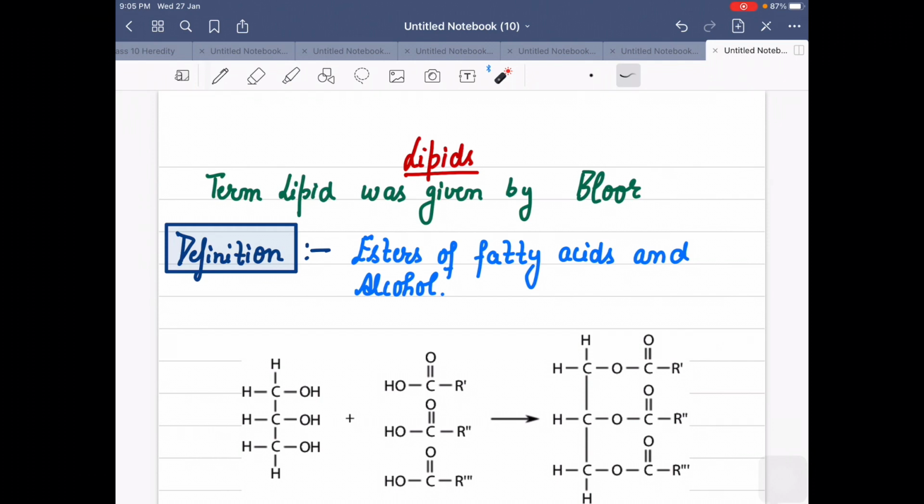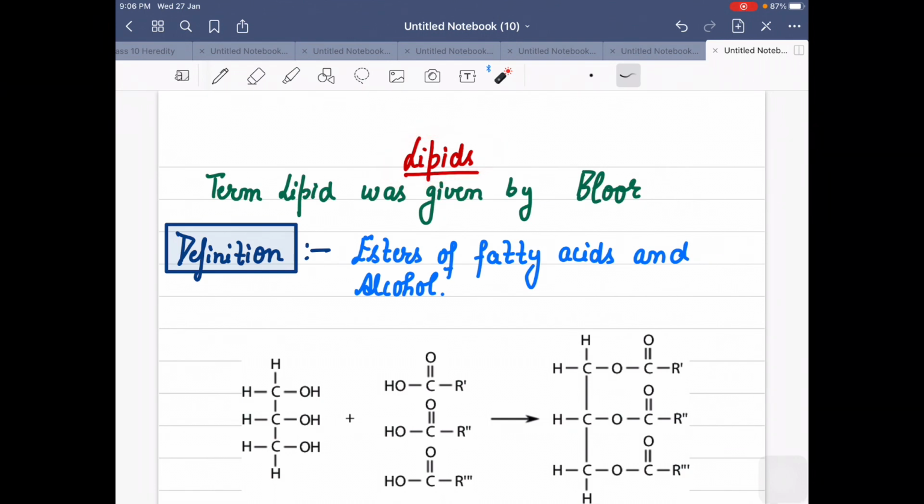Today we will talk about lipids, right? I'm going to revise lipids today. So, you can also take out your NCERTs, mark the important lines, and you can understand lipids with me. The term lipid was first given by the scientist Bloor, who introduced us to the term lipids.